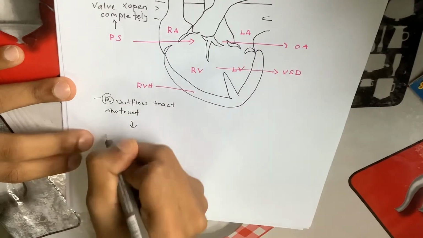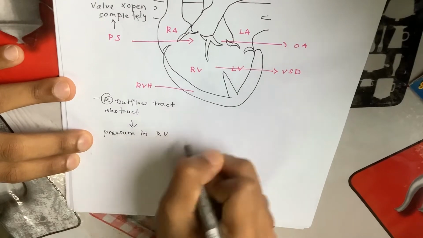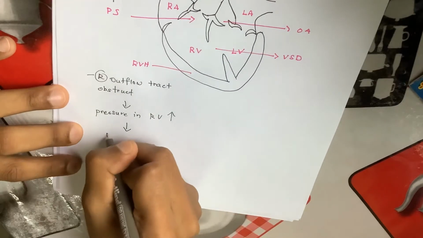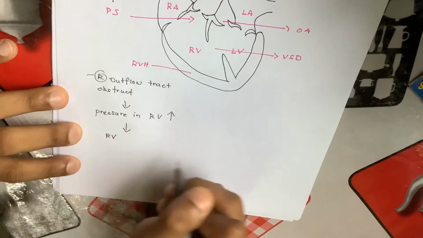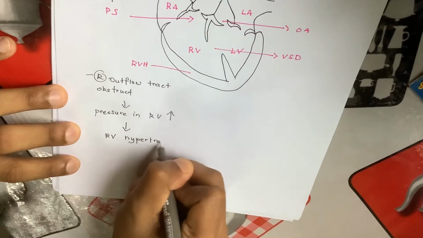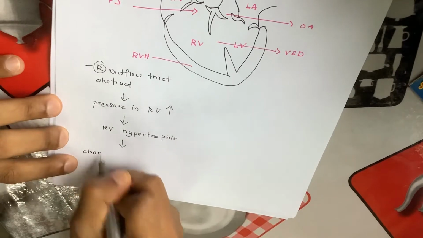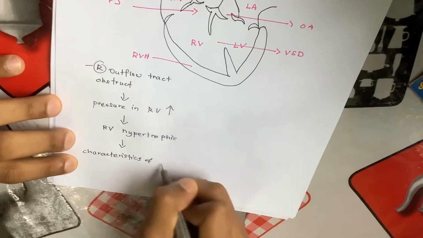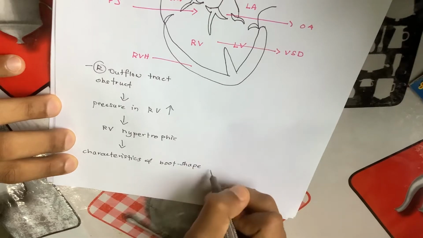So the pressure in the right ventricle increases. In order to compensate for the high pressure, the muscles of the right ventricle become larger and more muscular. Therefore, the right ventricle becomes hypertrophic. This hypertrophy gives the characteristic boot shape in the chest X-ray.